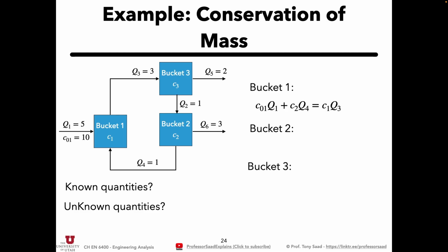Okay, so do we have the equation for bucket 2? For bucket 2, we have C. Okay, correct. So what's coming in is C3 times Q2 in kilograms per second, and that's equal to what is leaving through this line, which is C2 times Q6 plus C2 times Q4. Okay, what about bucket 3?